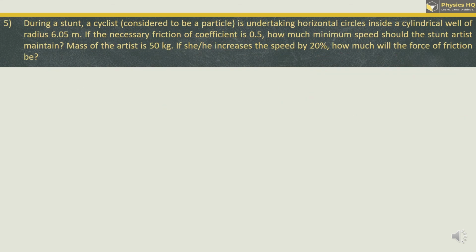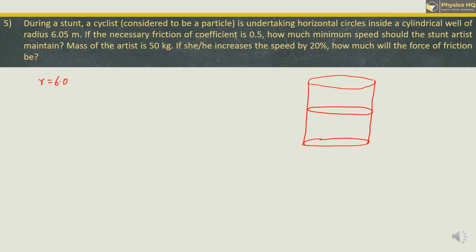During a stunt, a cyclist is undertaking horizontal circles inside a cylindrical well. So let us say this is the cylindrical well, which is also called the well of death in circus, right? And he is going around in this horizontal circle. So let us say at this height he is going with a great speed, right? And the radius is given as 6.05 meter. The necessary coefficient of friction is 0.5. How much minimum speed should the stunt artist maintain?